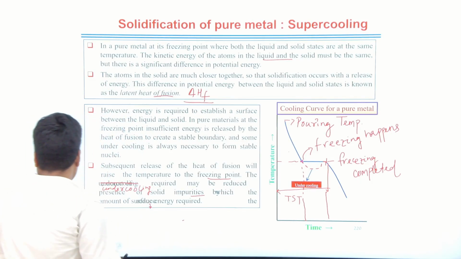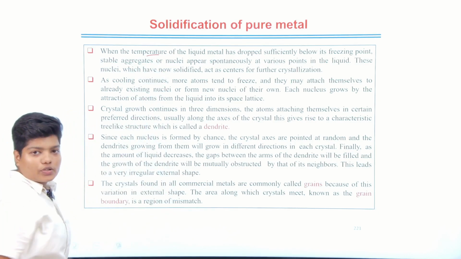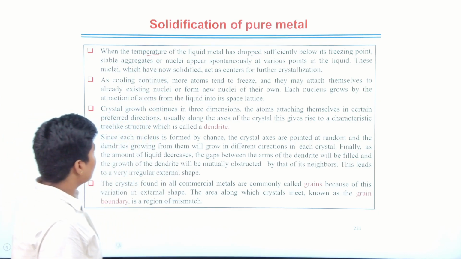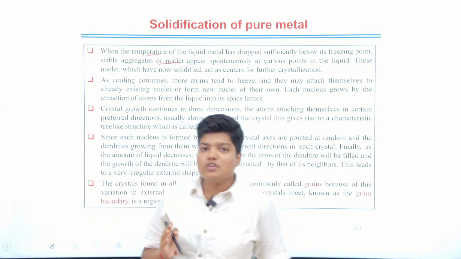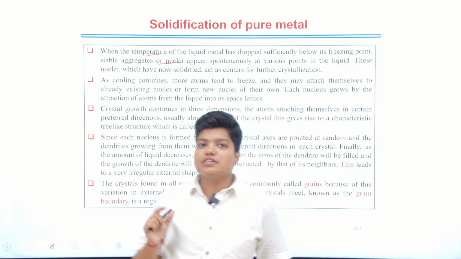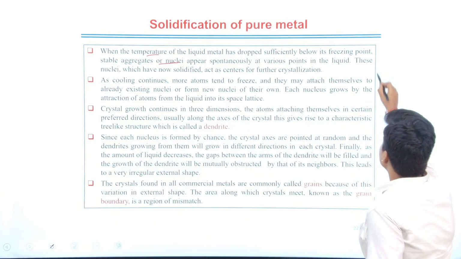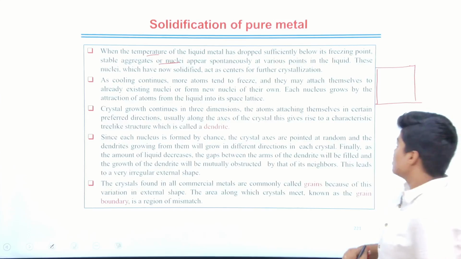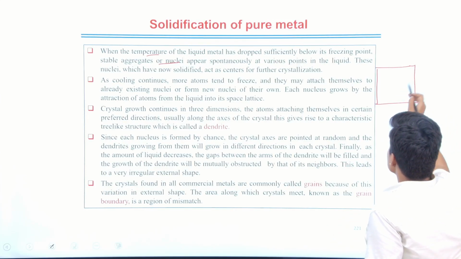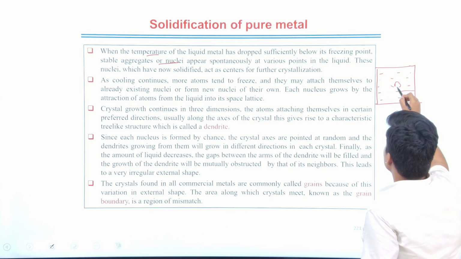Okay, so in the next slide, it talks about the concept. When the temperature of the liquid metal drops sufficiently to the freezing point, the stable aggregate or nuclei appear spontaneously. In the metallurgical perspective, if we are talking about solidification, remember, first a stable nucleus is formed. Suppose this is the mold wall, in which we are going to solidify the liquid metal. This is the liquid form. At some temperature, the stable nuclei start to form.